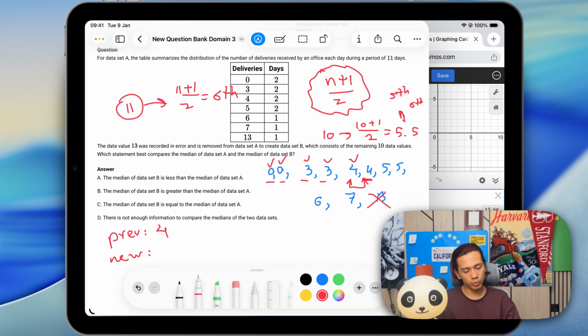So it's 4 plus 4 over 2, the 5th value plus the 6th value over 2. So it just comes down to, again, 4. So yeah, my guess was right. They're equal. So it's going to be option C here.